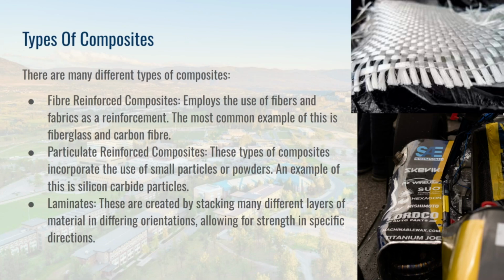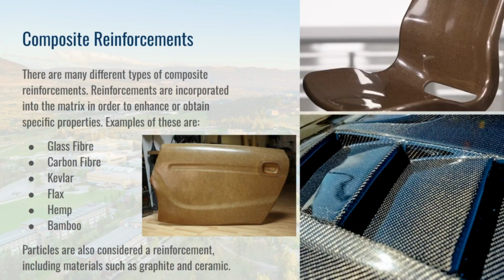We have particulate reinforced composites, which use a powder or small particles. In this one, silicon carbide particles are an example of a composite made with particulate reinforcements. And then laminates too. Laminates are more of a fiber reinforced composite because it's just the layering of different fibers and plies on top of one another. Okay, some types of reinforcements here. We have glass fiber, which is fiberglass, and carbon fiber, which our car Mark IV has a lot of.